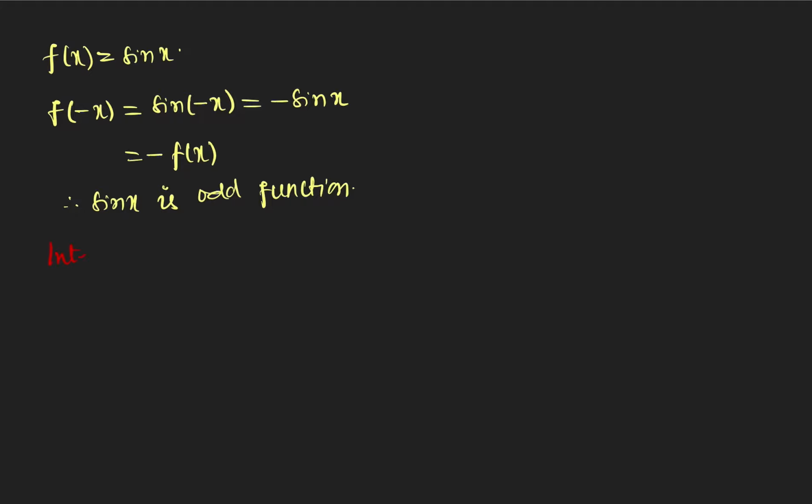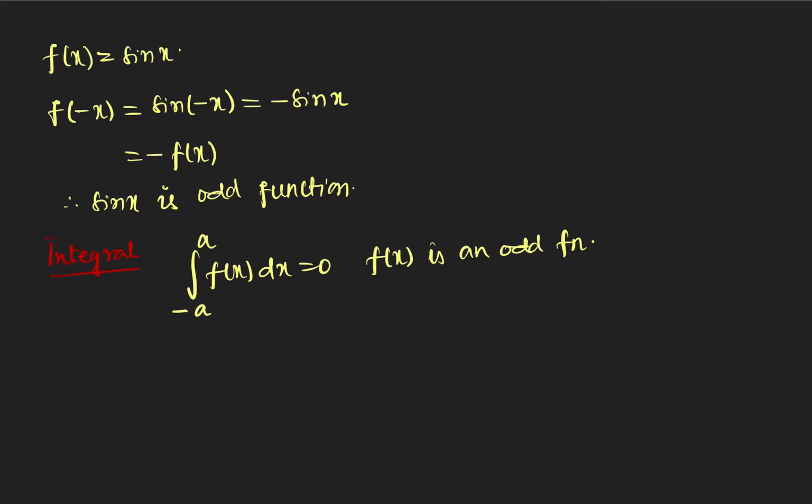So next is from the property of integrals. From the property of integral, we can write the integration from minus a to plus a, f of x dx is equal to 0, where f of x is an odd function.